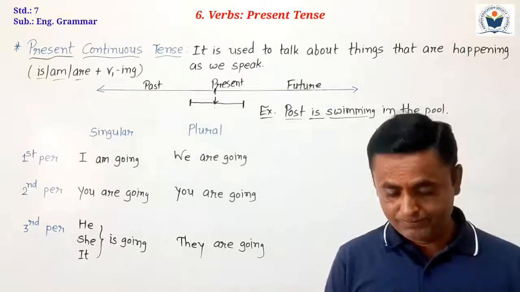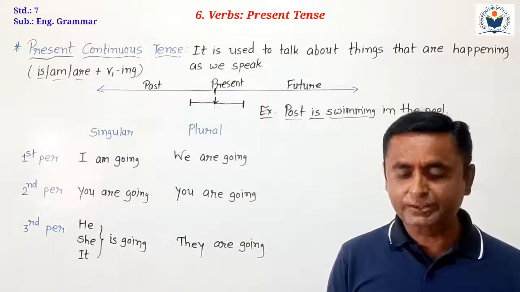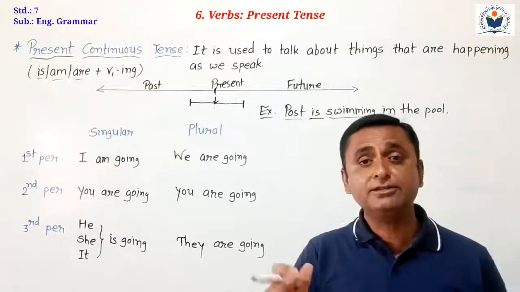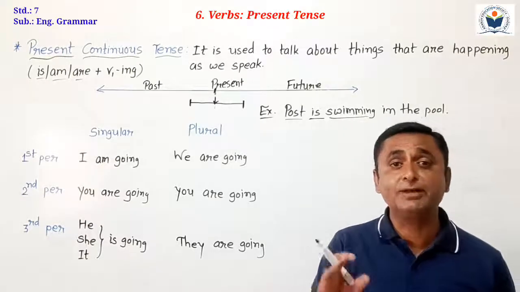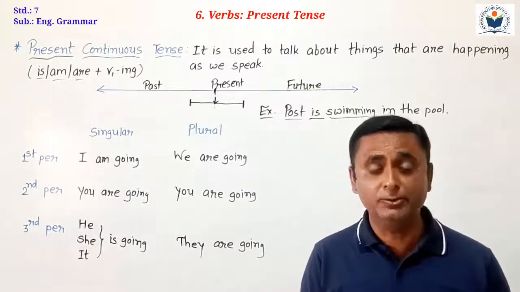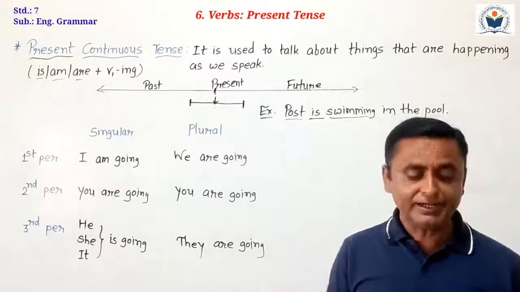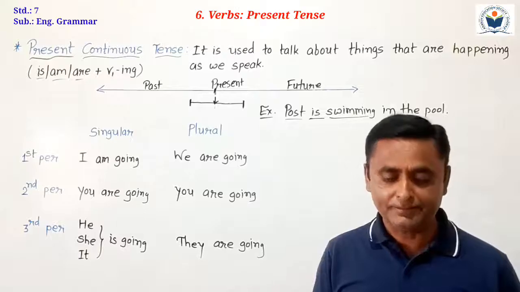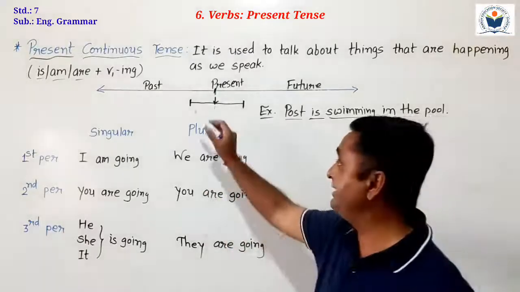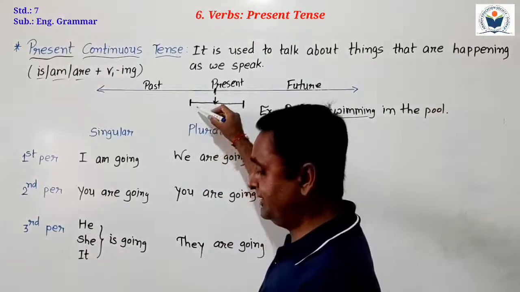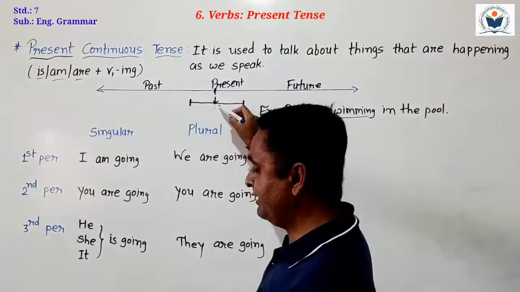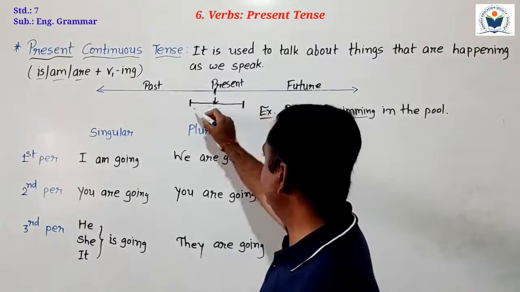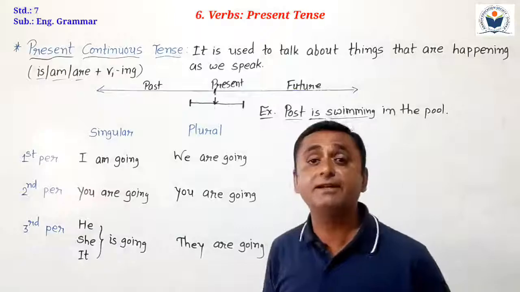Now some rules are given in your textbook also. We have to understand where we have to put present continuous tense. First one is that it describes an action that has been happening for some time. It means the action began in the near past. It is happening today and may continue to tomorrow. So that type of action we can show by the present continuous tense.